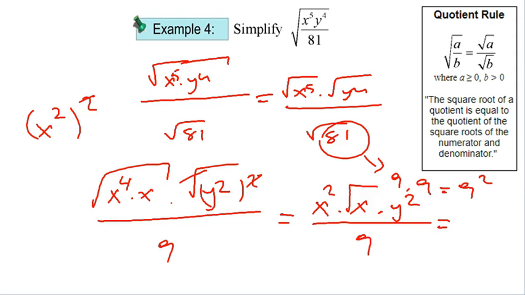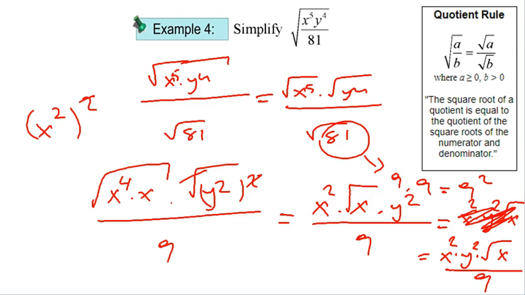So let's multiply the numbers to put it into most simplified form. So it's going to be x squared times y squared. Sorry. It is x squared times y squared times square root of x over 9. So this is the most simplified form of the original radical expression.